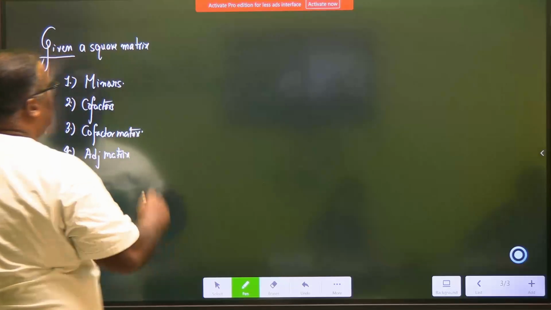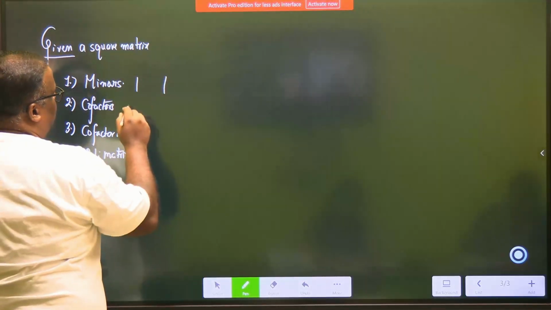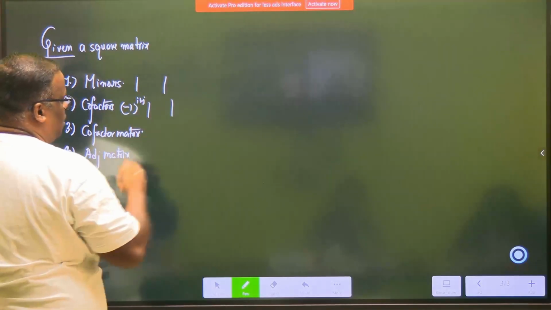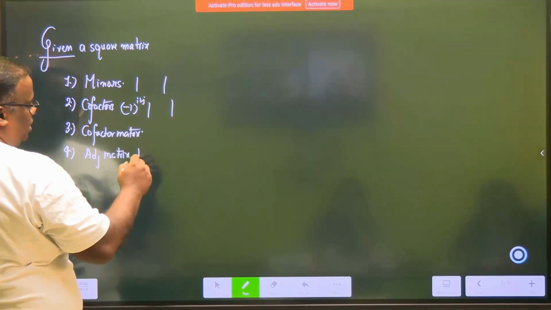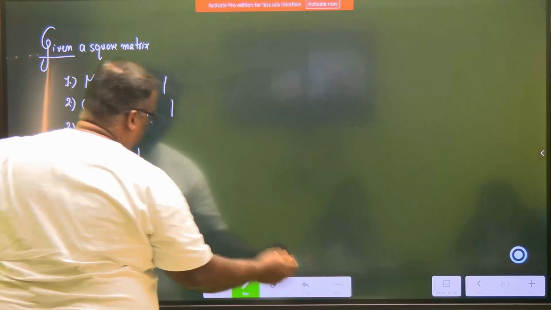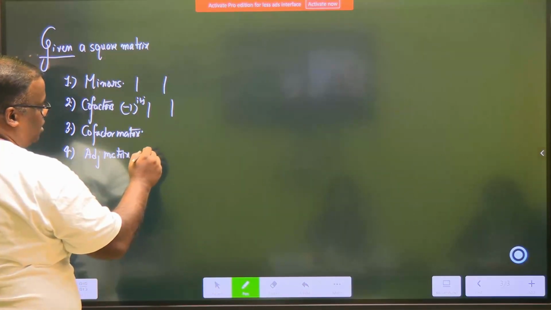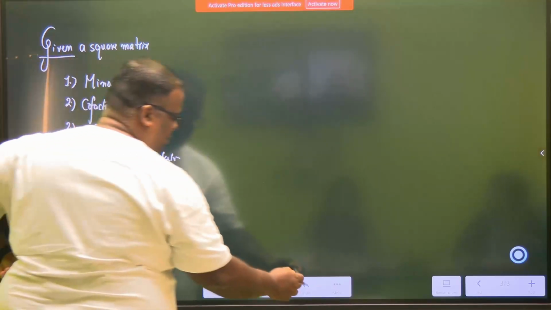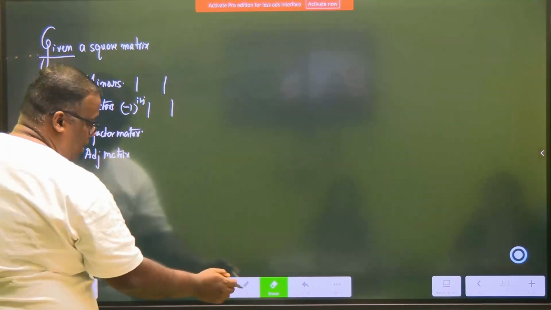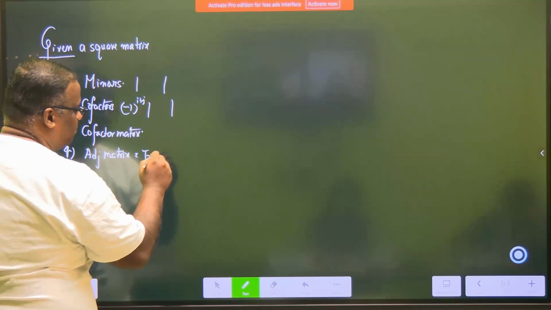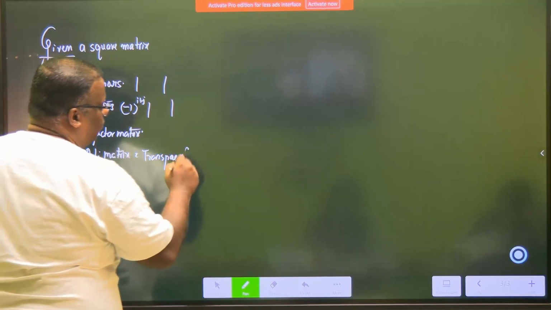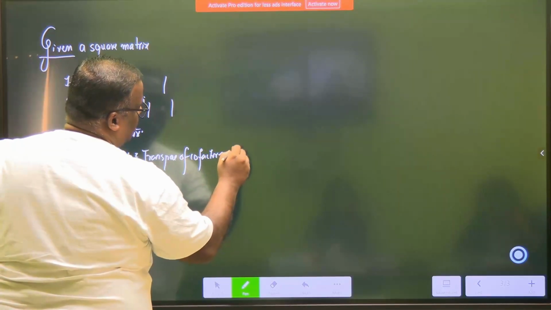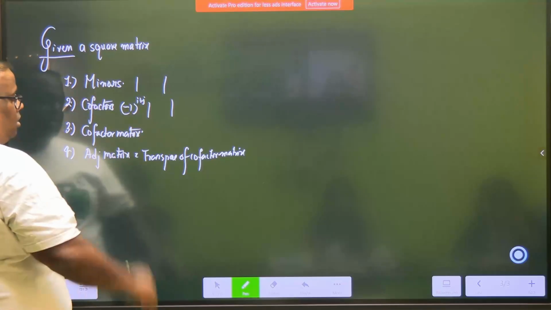Minors will be like a determinant. Cofactors will be negative 1 to the power i plus j multiplied by the determinant. Cofactor matrix, you know. Adjoint is the transpose of the cofactor matrix. Okay. So far, you know.